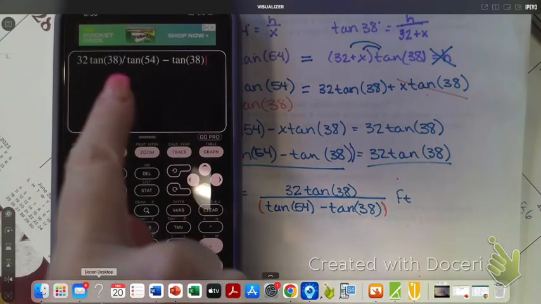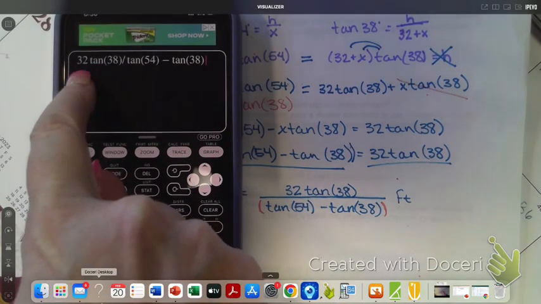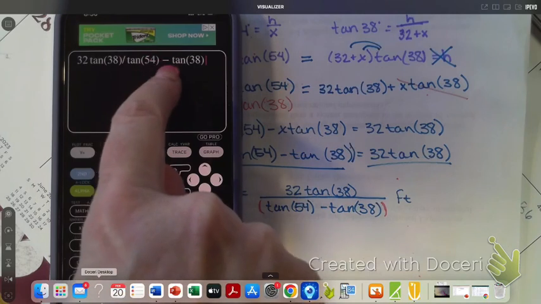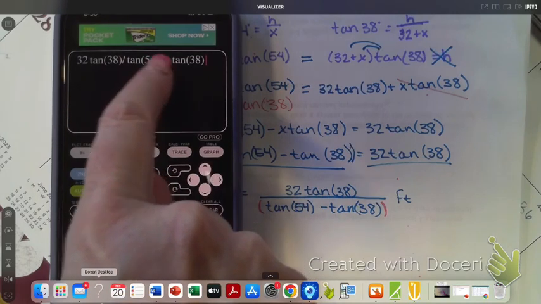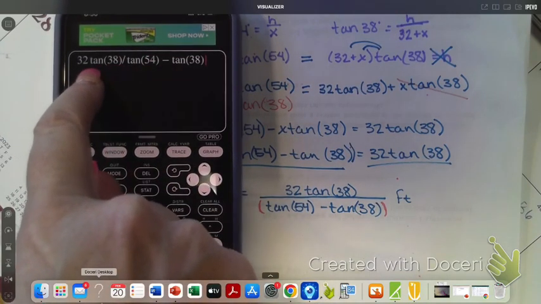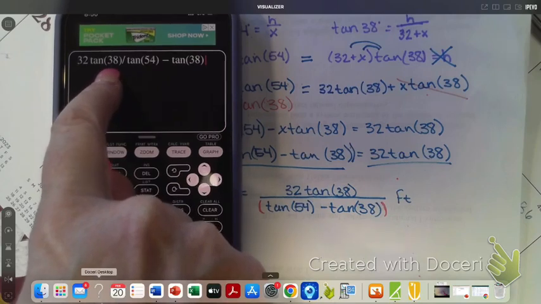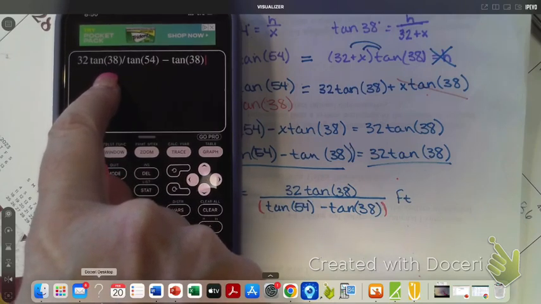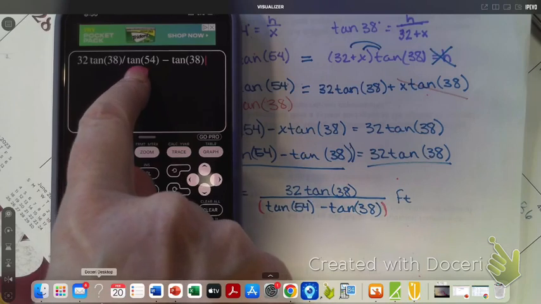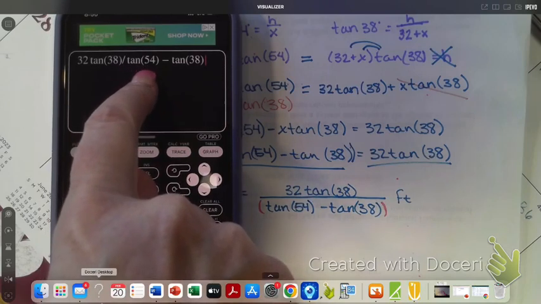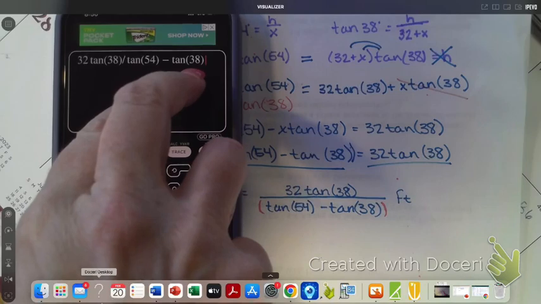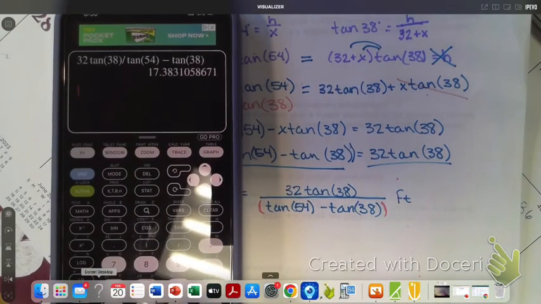So this calculator sees all of these are even because there's multiplication, division, subtraction, except for the subtraction. So it would go straight across. 32 times tangent of 38, we're doing good there, right? But then your calculator would only divide it by tangent of 54. What's it supposed to divide it by? 54 minus 38. So you hit enter, I hit enter. What did you get?